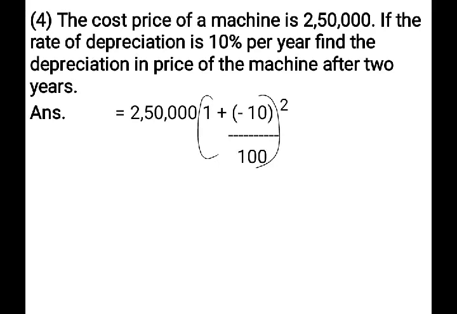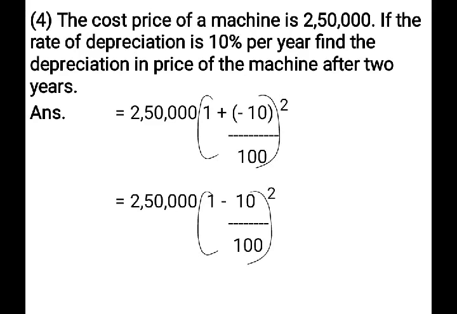Next step, you have to convert this formula. Plus into minus is minus. That is equal to 2,50,000 in bracket 1 minus 10 upon 100 raised to 2. Plus into minus, I have converted the formula and then I put a minus sign.